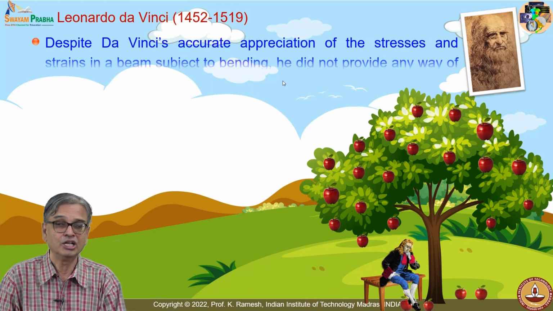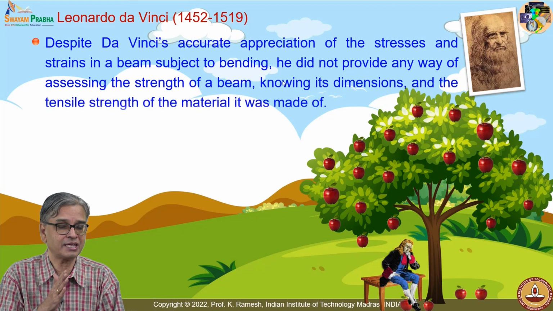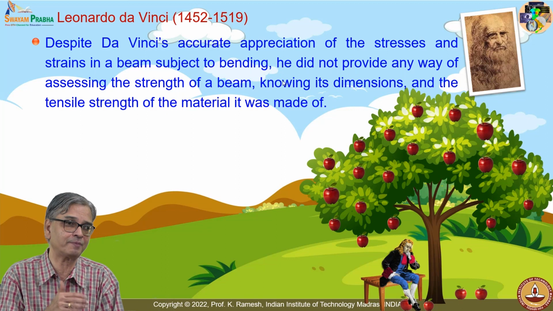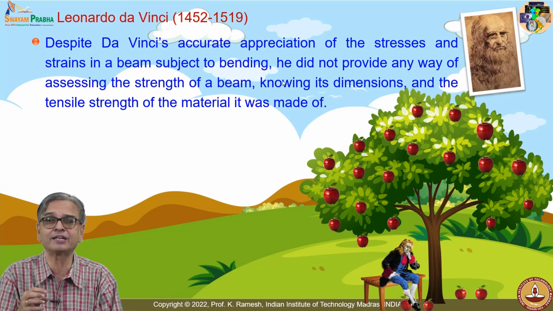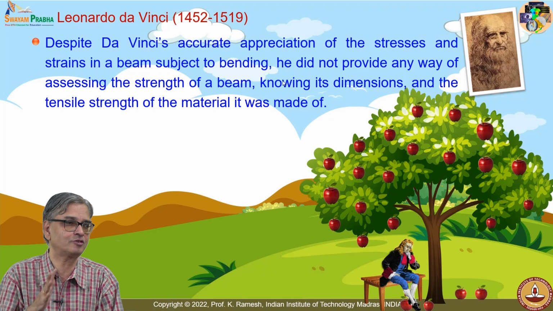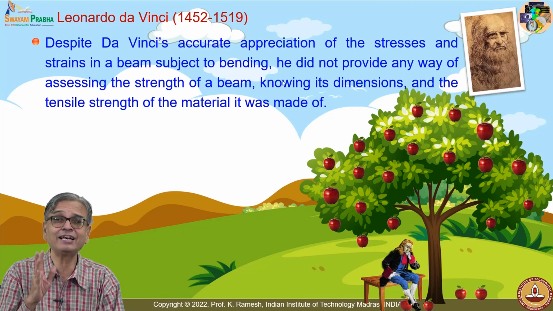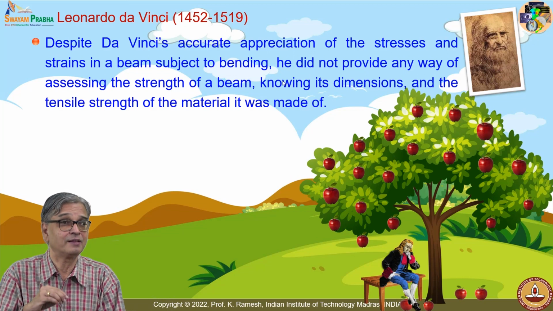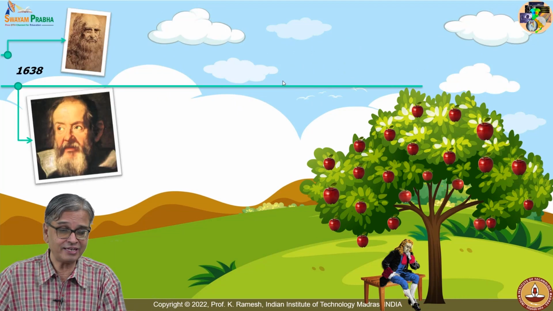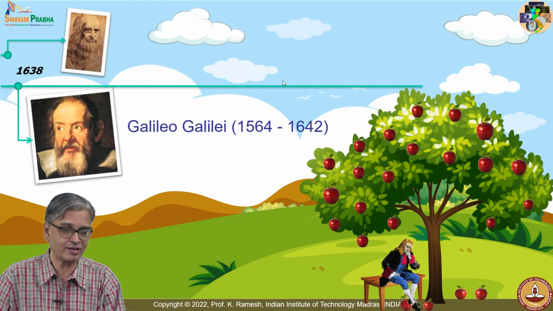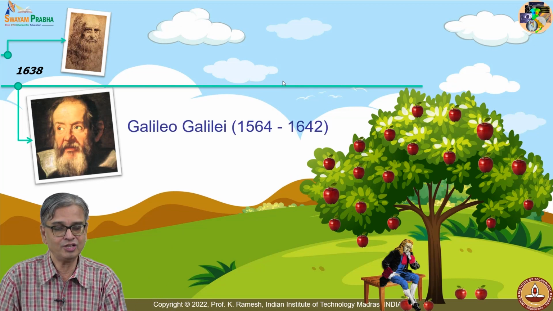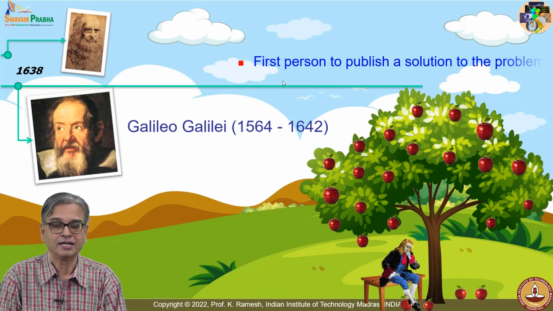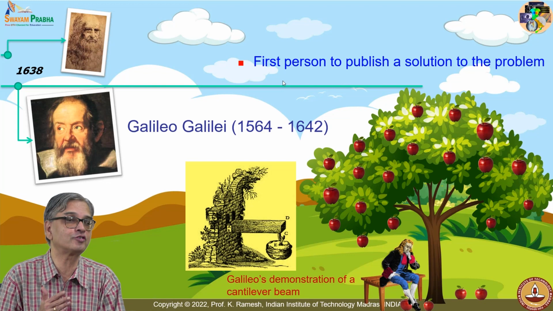So, even though he was able to appreciate the stresses that had developed, he was not able to give a recommendation on how to design a beam, what should be the cross section. That kind of a solution was provided only by Galileo. Even though Galileo gave it, he had his own limitations. Okay. So, Galileo was 1564 to 1642. First person to publish a solution to a problem.